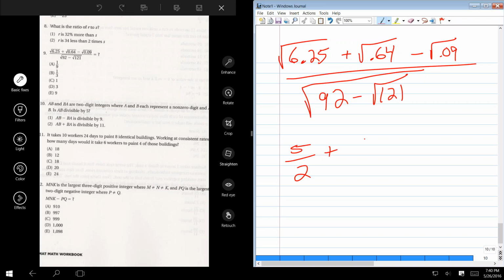Okay, so the square root of 64 is 8. So this has to be 0.8. Yes. In other words, if you take 0.8 times 0.8, you get 0.64.